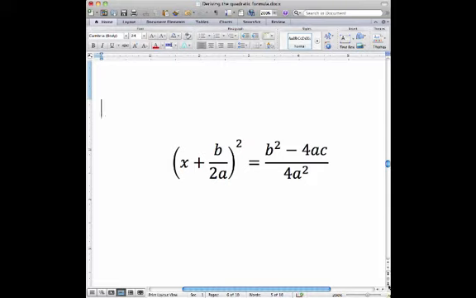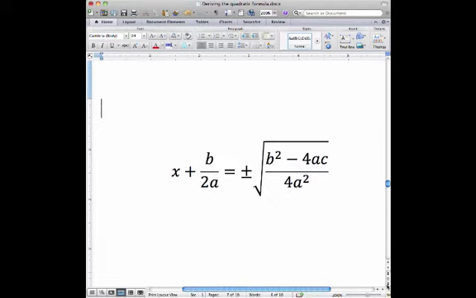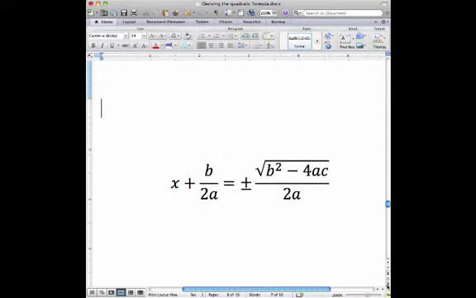Moving on to the next step, we're trying to solve for x, remember. We need to take the square root of both sides. So use that square root property. Taking the square root of both sides, we get our next step. So x plus b over 2a is equal to, notice the positive or negative symbol in front of there when we take the square root of both sides. Now, we can simplify that denominator, the square root of 4a squared. We can actually simplify that down to 2a.